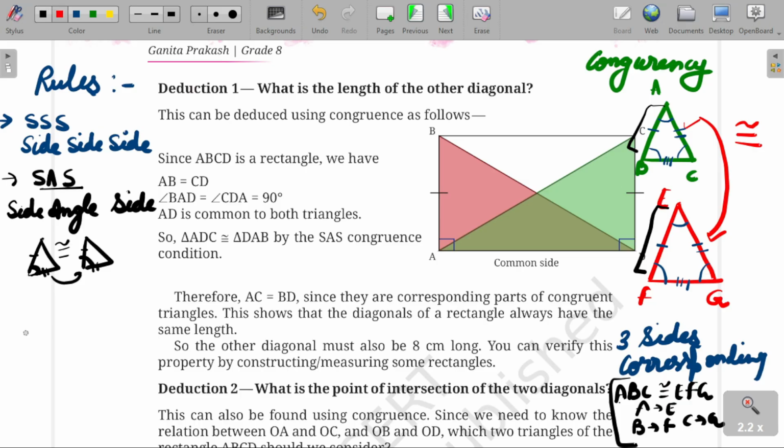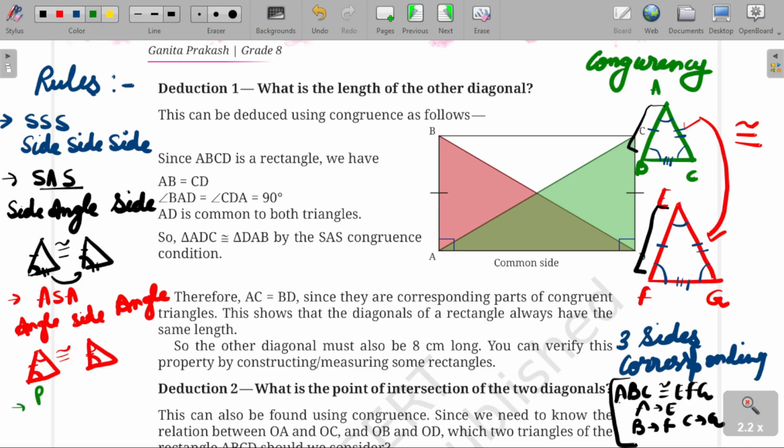Now the third property is the ASA property. ASA means angle, side, angle. You have two triangles, and angle, side, angle means two angles on the same arm. Like I'm taking this side equal. If this is equal to this, then both the angles made by this arm should be correspondingly equal. Only then you can say these are congruent.